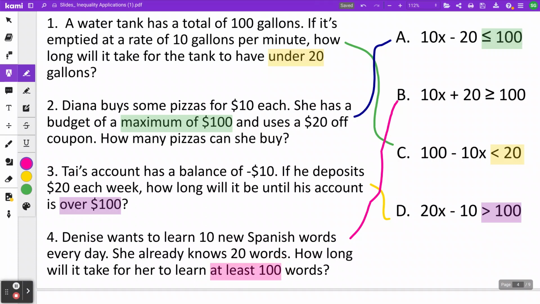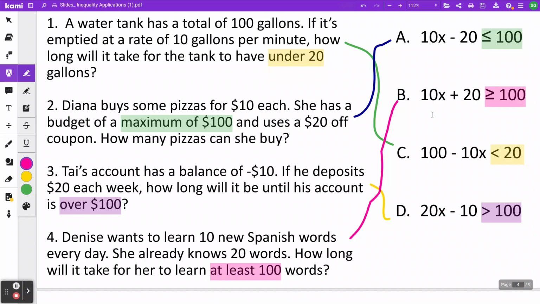They can be really tricky because least sounds like less. But if you say at least 100, that means she wants to know 100 or more. It means 100 is the smallest number she wants to know. So she's okay learning exactly 100 words or greater than 100 words. That's that greater than or equal to sign.